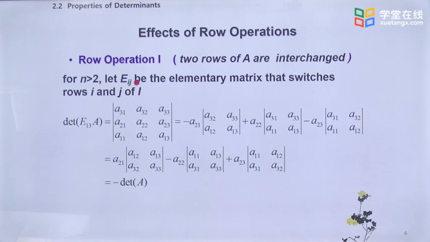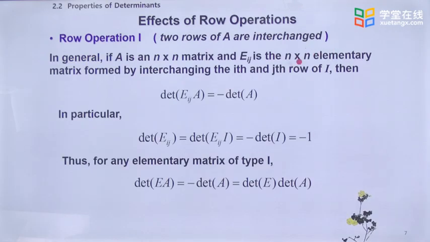Okay, so for example, for this 3 by 3 matrix A, we use E13 times A. This means we interchange the first row and the third row of A. We get this matrix and we compute its determinant. Using the cofactor expansion along the second row of this matrix, the determinant can be written in this way, which equals this one and also equals the negative of the determinant of A.